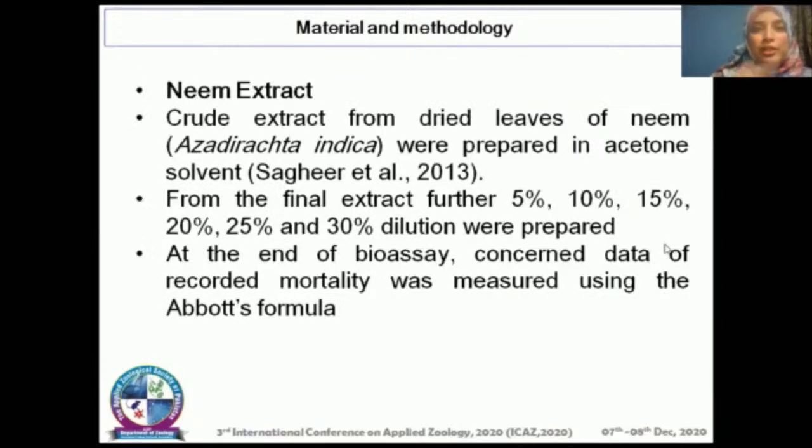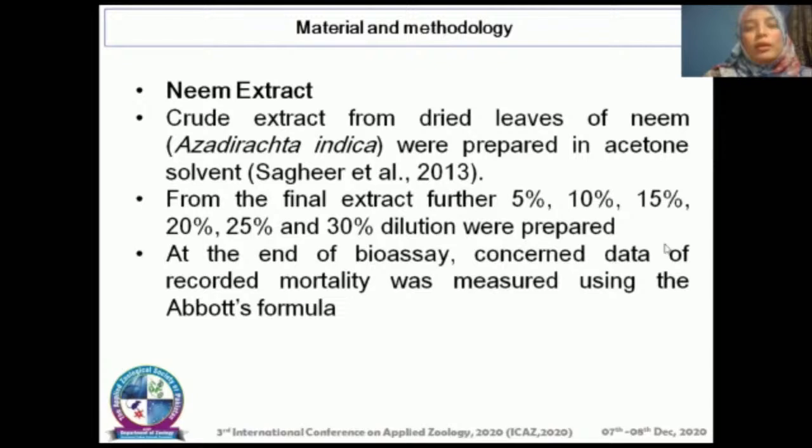To prepare neem leaf extract, a crude extract from dried leaves of neem was prepared in acetone solvent using a rotary shaker by dipping 50 gram of powder in 250 ml acetone in cooling flasks, following the procedure described by Sagir et al. 2013. After filtration, acetone was evaporated using a rotary evaporator. From the final extract, further 5, 10, 15, 20, 25, and 30% dilutions were prepared.